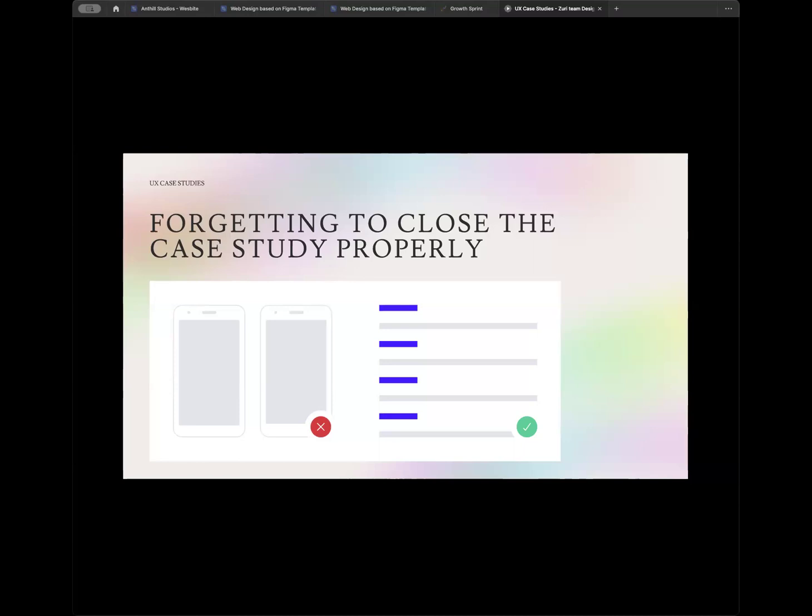I mean, nobody's going to tell you don't use a stock picture when you're designing. I mean, who does that? But in your case study, we're saying don't use stock images. So it's the same thing with forgetting to close. Don't just write and go. You need to close properly. Take people through the entire journey.